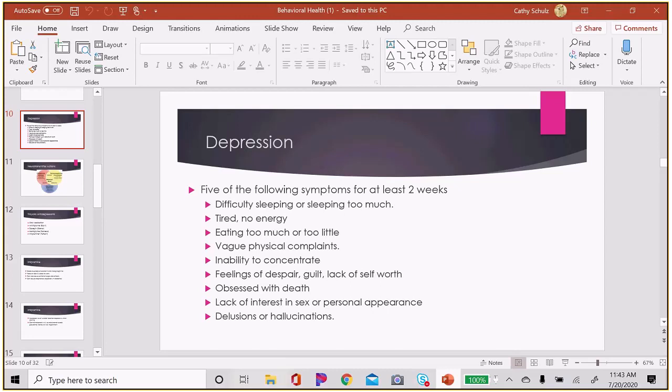Then, of course, there are people that experience depression all the time, and they might not be able to say exactly why that occurs, all the way to people having such bad depression that they have a split from reality and start to develop psychotic symptoms. So the definition of depression is five of the following symptoms for 2 weeks in order to meet the official psychiatric definition of depression. So it should be interfering with your ability to take care of yourself, manage school or work, those kinds of issues.